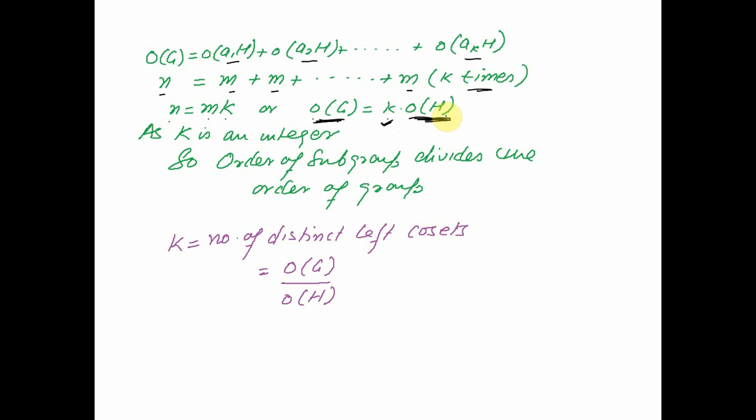Now proceeding further, the number of distinct cosets, remember we assumed it to be K. K is equal to order of group divided by order of subgroup. So the second part of Lagrange's theorem is also verified. So this essentially finishes our discussions on group.